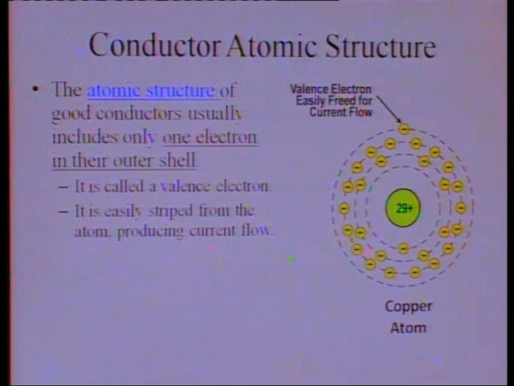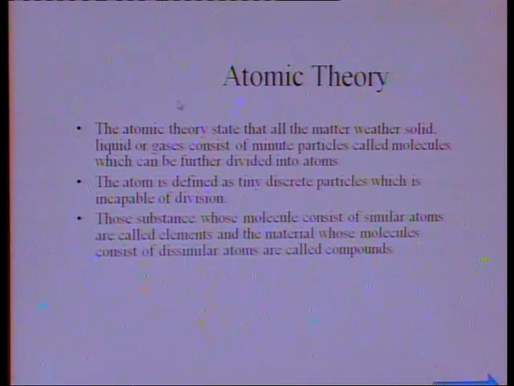Atomic structure of conducting materials. Before discussing this topic, first of all we will discuss the atomic theory. The atomic theory states that all the matter, whether solid, liquid or gases, consist of minute particles called molecules, which can be further divided into atoms. The atom is defined as tiny discrete particle which is incapable of divisions. Those substances whose molecule consist of similar atoms are called element, and the material whose molecule consist of dissimilar atoms are called compound.